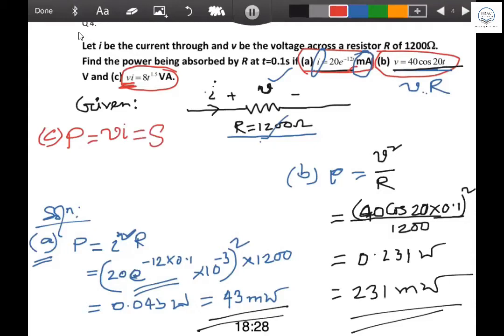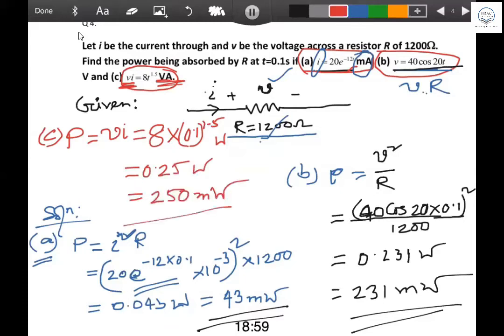All you have to do is the calculation, nothing else. That 8 into T is 0.1 to the power 1.5. Volt ampere means watt. So you can write straight away this. What is the value now? 8 into 0.1 is 0.25. 0.25 watt. If you multiply by 1000, what is that? 250 milliwatt, isn't it? So these are the three answers to this problem.